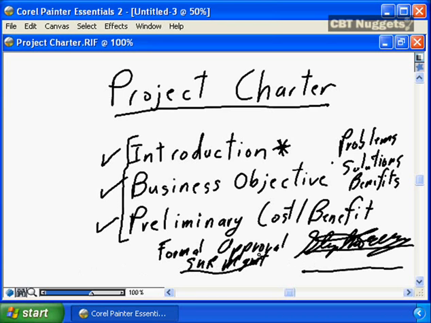I, senior management, I, CEO, CIO, CFO, commit my company to a project that's going to achieve these business objectives based on this preliminary cost-benefit analysis. This project makes absolute sense to me. This is the right way for my company to spend its money, to commit its resources.